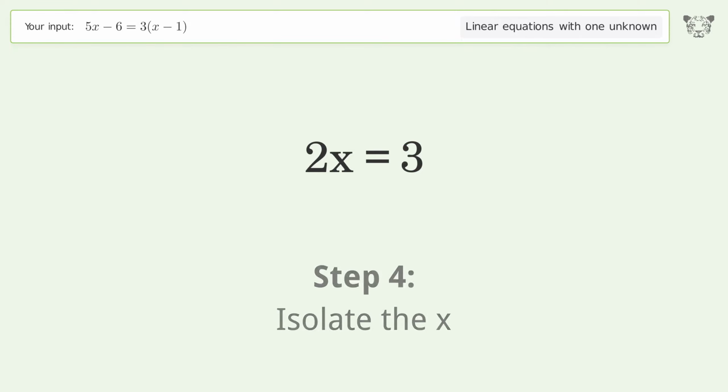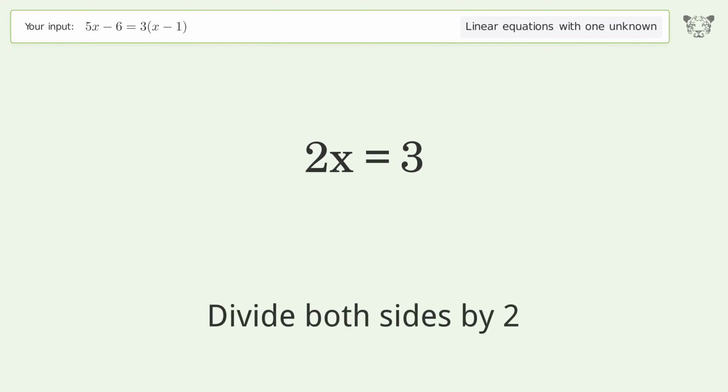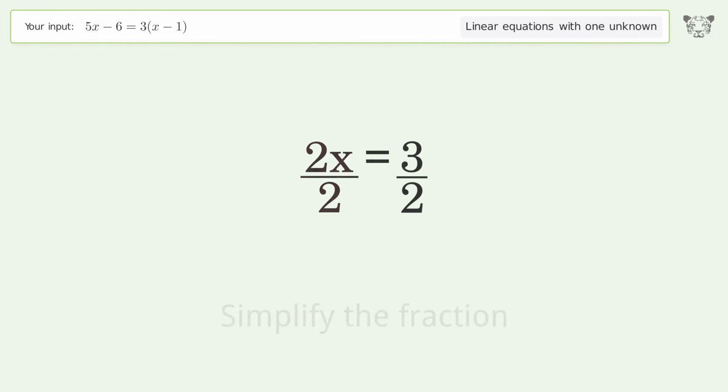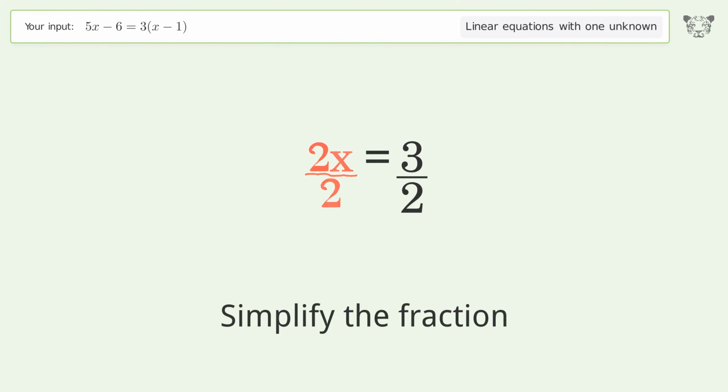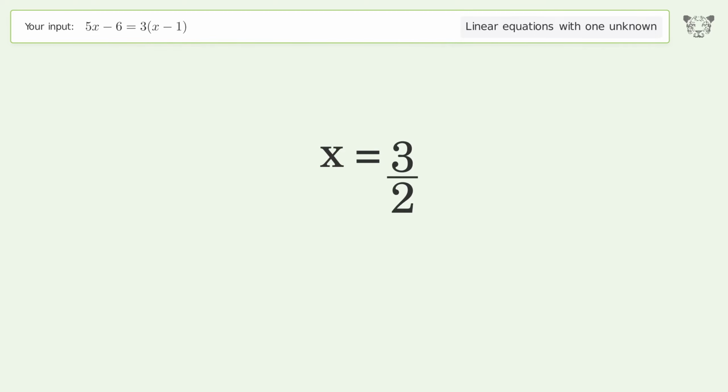Isolate the x. Divide both sides by 2. Simplify the fraction. And so the final result is x equals 3/2.